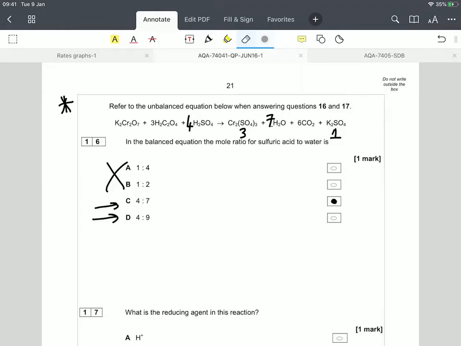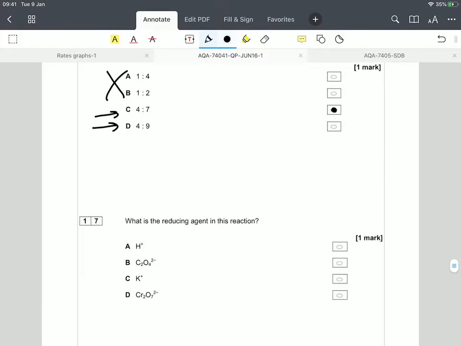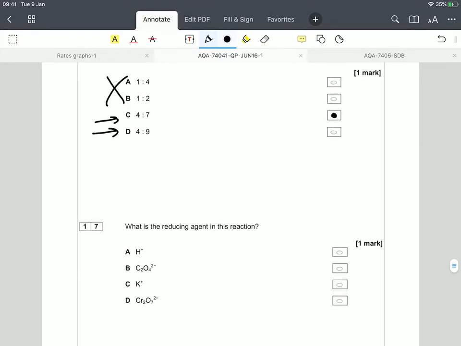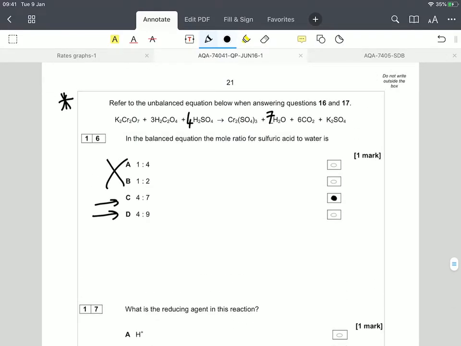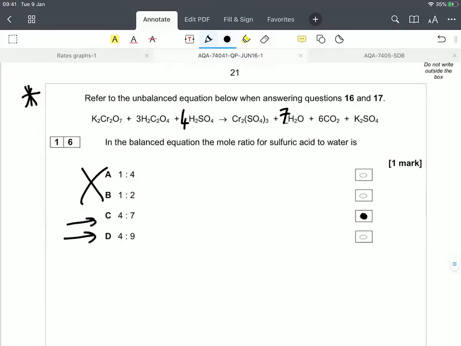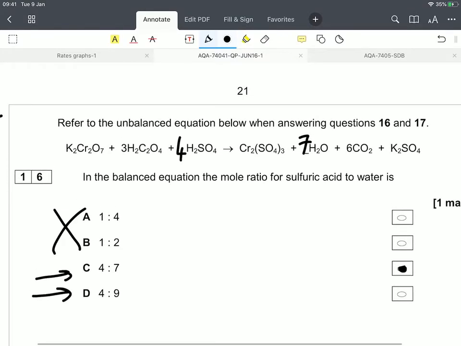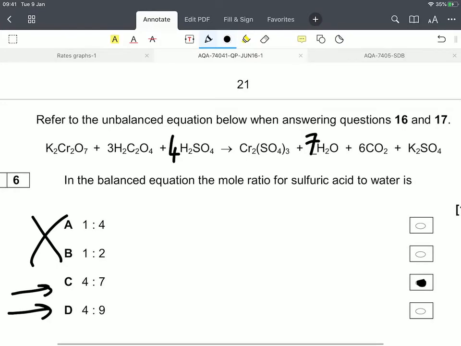So I'm just going to get rid of these bits, but I'll leave the coefficients in case they're relevant for the next bit. Alright, so this is a redox question. What is the reducing agent in this reaction? So actually it's nothing to do with the ratios and everything to do with the redox changes. Best thing we can do here is probably zoom in a little bit, because I'm going to label everything underneath the elements. Potassium's +1, it's always +1, unless it's potassium metal, which it's not in any form, unless it's pure potassium, it's going to be +1.